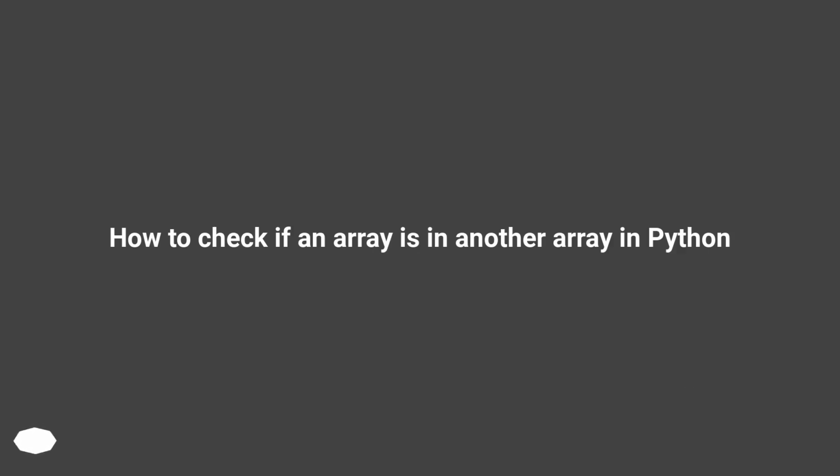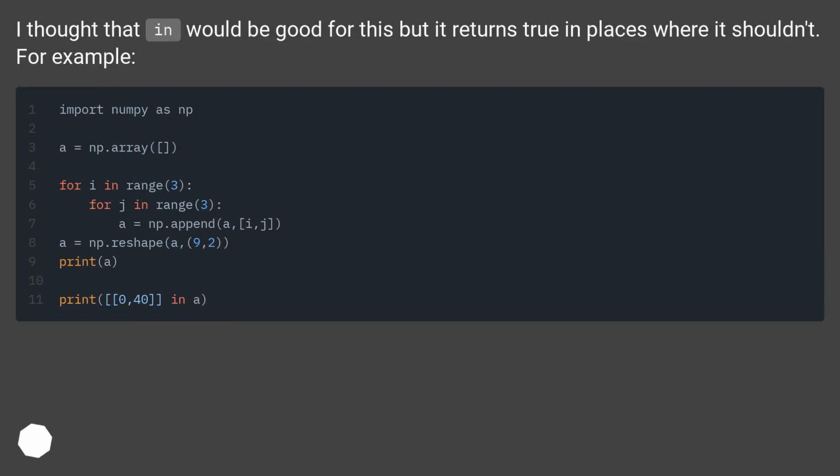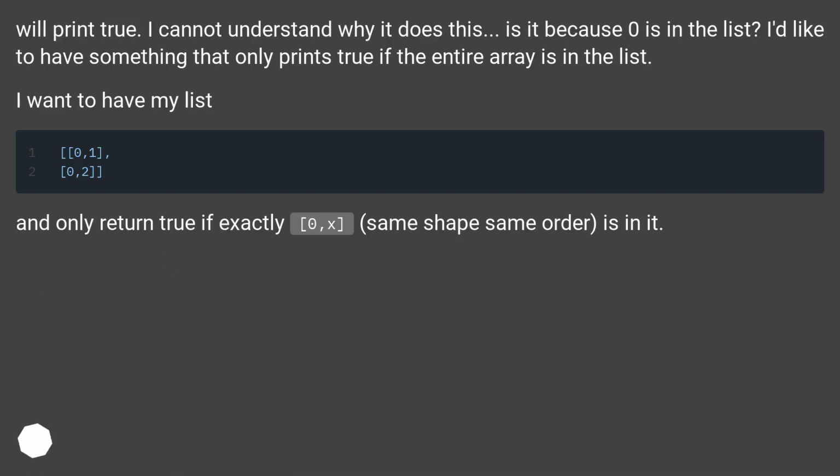How to check if an array is in another array in Python. I thought that would be good for this, but it returns true in places where it shouldn't. For example, this will print true. I cannot understand why it does this. Is it because 0 is in the list? I'd like to have something that only prints true if the entire array is in the list.